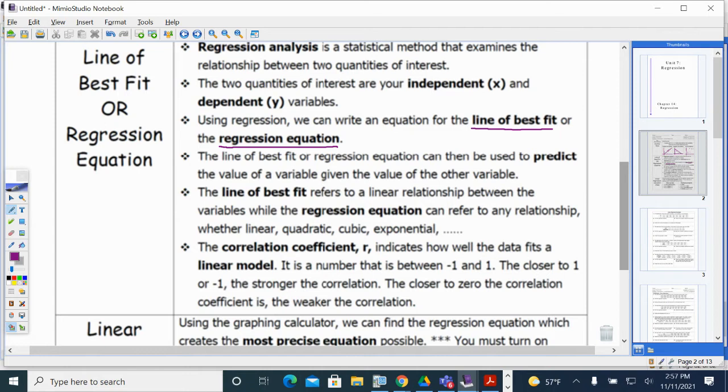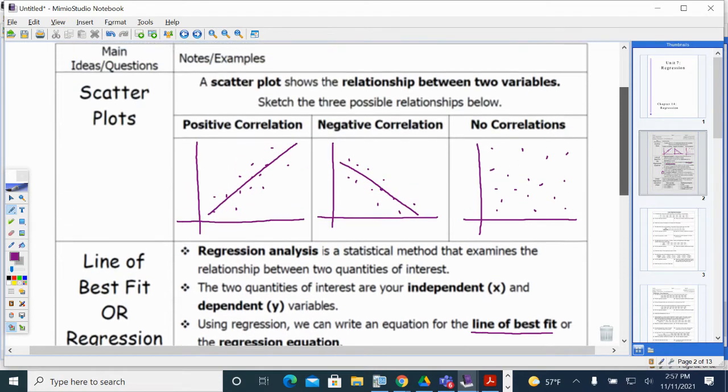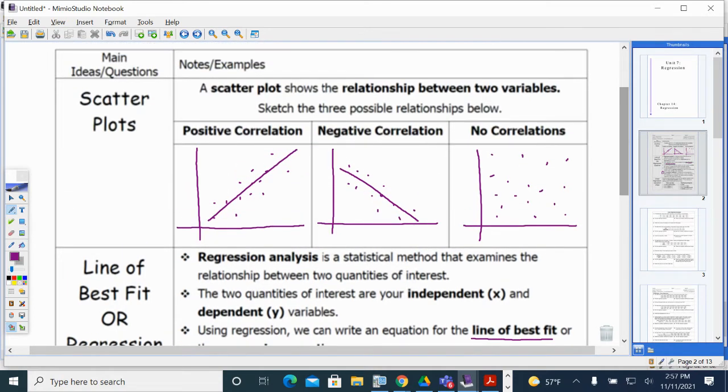The correlation coefficient R indicates how well the data fits a linear model. It is a number that falls between -1 and +1. The closer to 1 or -1, the stronger the correlation, and then the closer to 0 the correlation coefficient is, the weaker the correlation. So that last bullet is extremely important, but you probably didn't understand a word that I just said. So I'm going to go back up to my pictures and kind of give you an idea of what this means here.